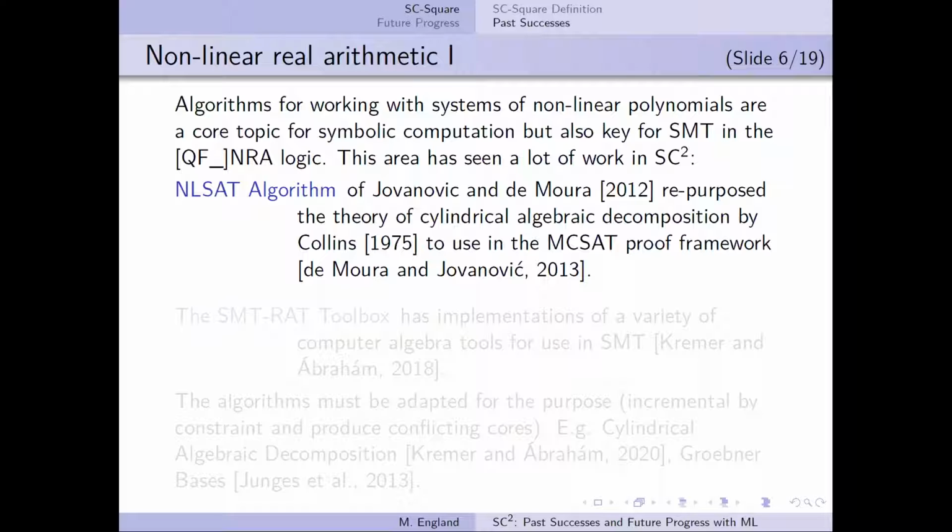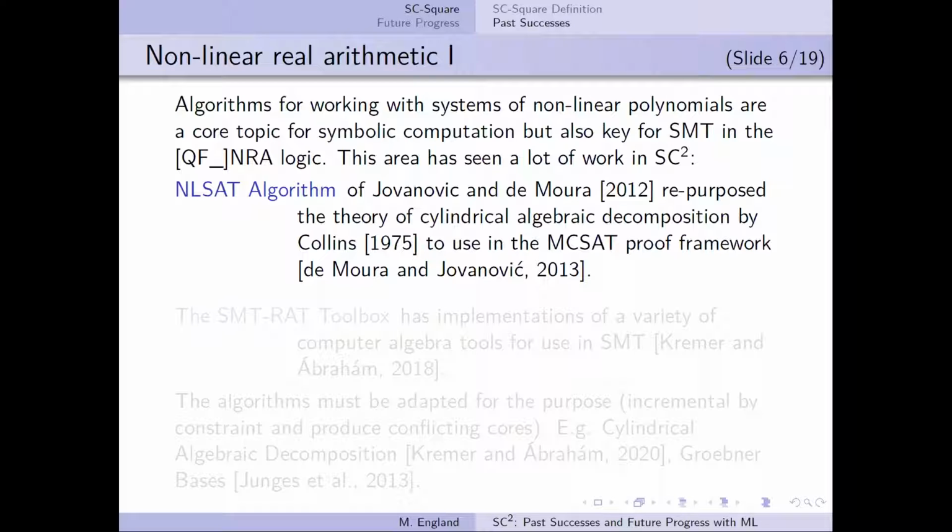So this is a core topic for symbolic computation, but also it's important for SMT, for dealing with problems in the NRA, and that's nonlinear real arithmetic, or quantifier-free nonlinear real arithmetic logics. And this has been one of the areas where we've seen the most SC² connections. So I guess the earliest one would be the NLSAT algorithm from 2012, which repurposed a lot of the theory of cylindrical algebraic decomposition, originally by Collins in 1975, and until then implemented in computer algebra systems. And it was repurposed for the NRA problem.